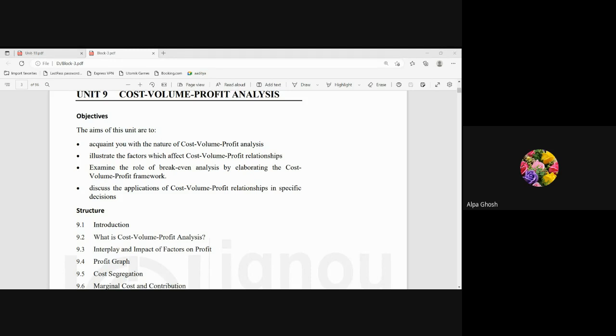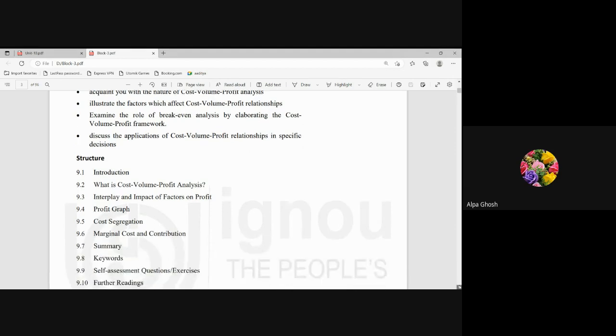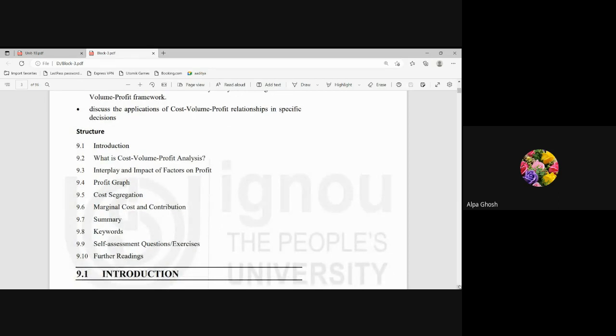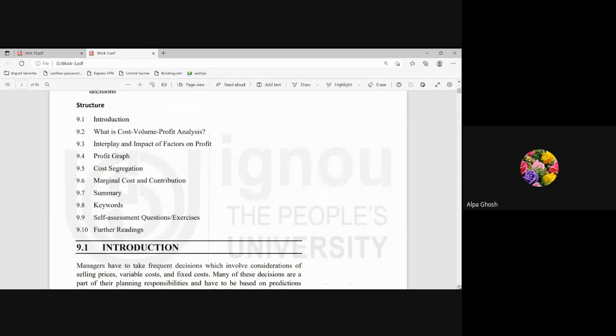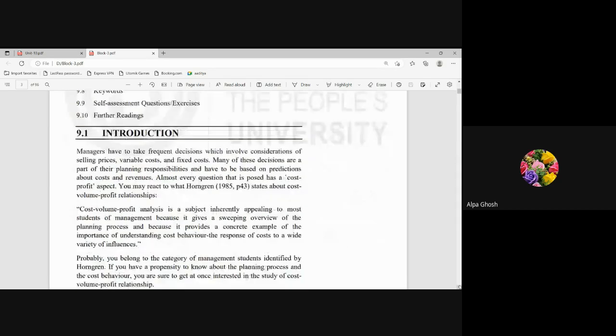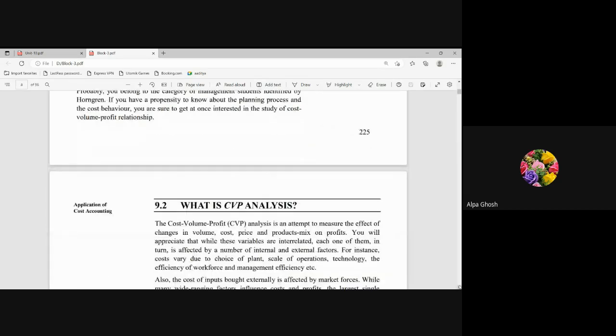So if we come back to our content, here is the structure. You can see the structure. It is the introduction, then what it is, which I have already explained, the impact of factors on profit. We have marginal cost and contribution. Both we have done in the previous class also, what is contribution and what is marginal cost. Then a few self-assessment questions with keywords. So the introduction part I have already done.